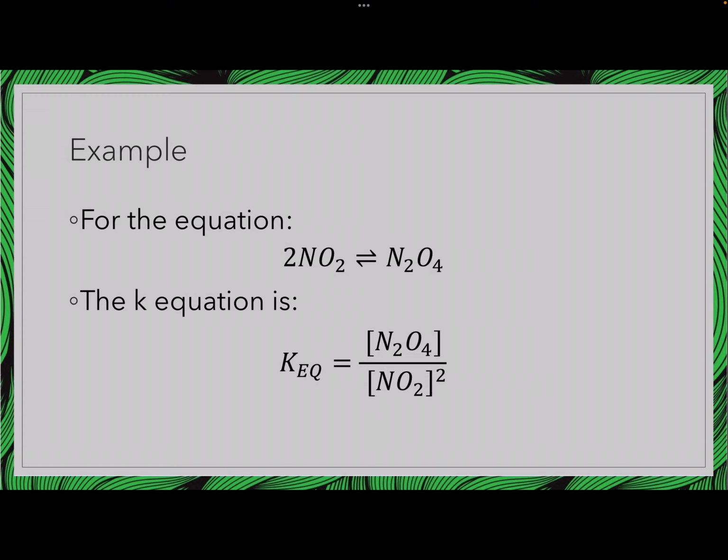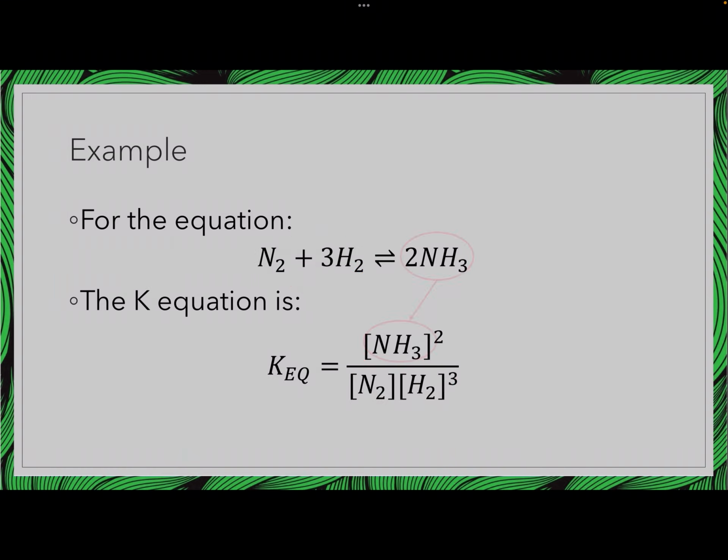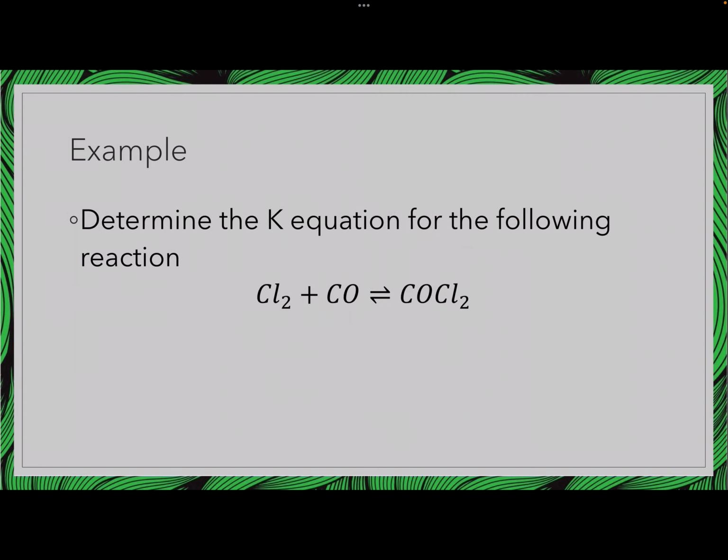Again, this is the examples that we did. We notice how we've got the products here over the reactants there. I think I've actually put that in as an animation, so I shouldn't have drawn over it. Same here, we have the products over the reactants, just like that. So what are we going to do? Let's do a practice one.